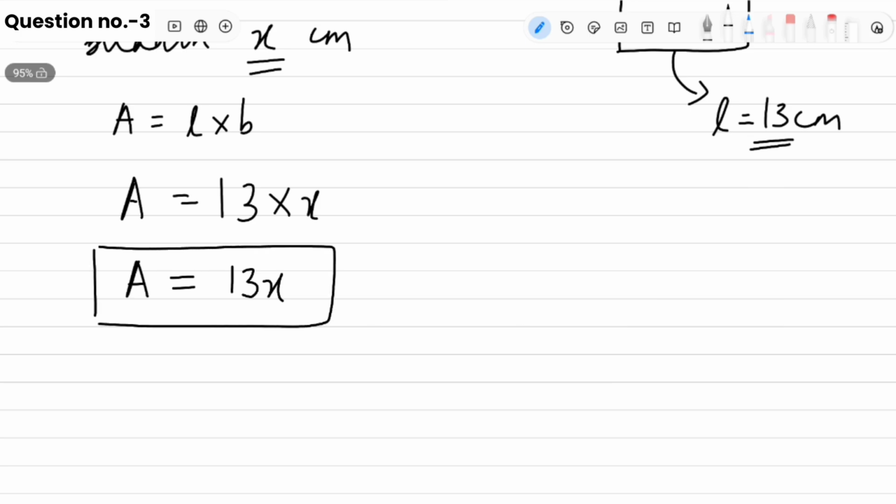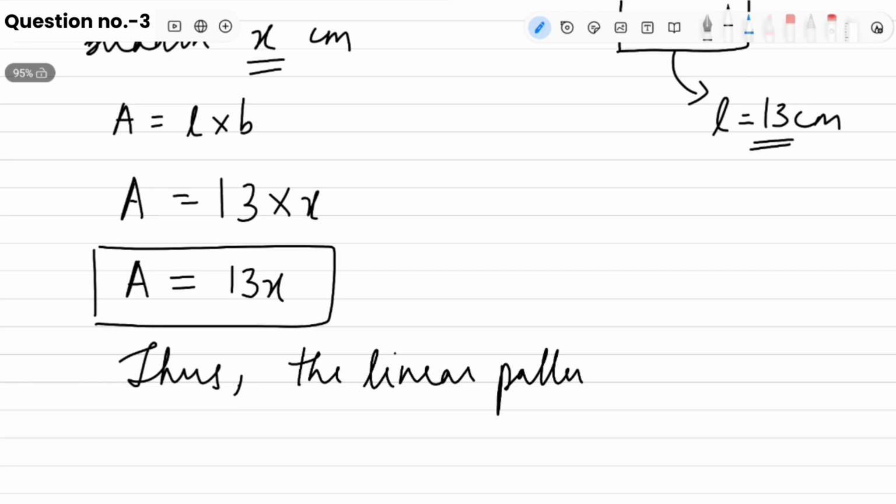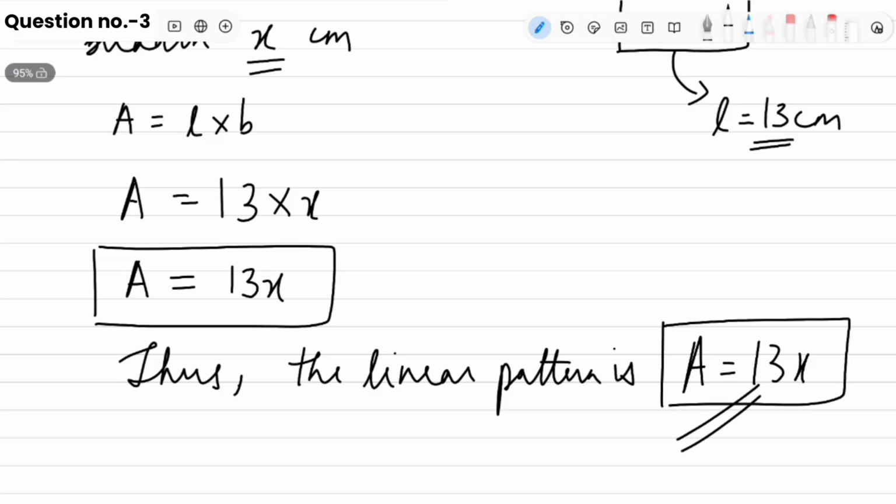This is our linear pattern, and we can write it also that thus the linear pattern is A is equal to 13x. So this is our linear pattern.